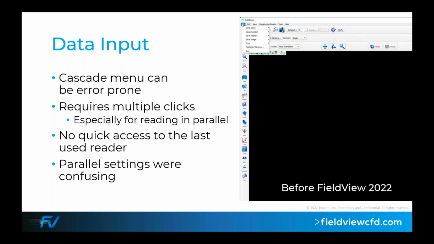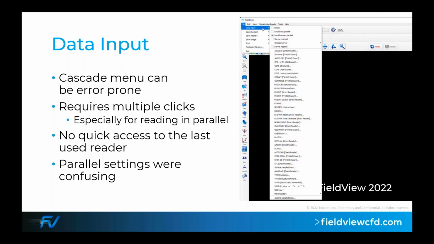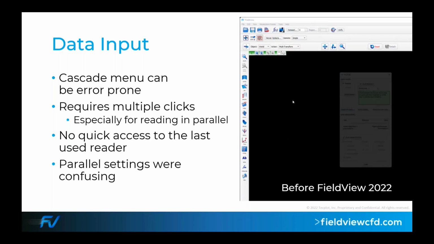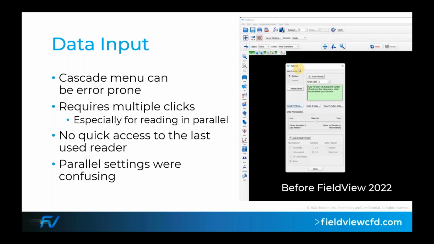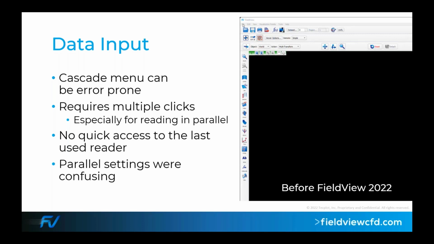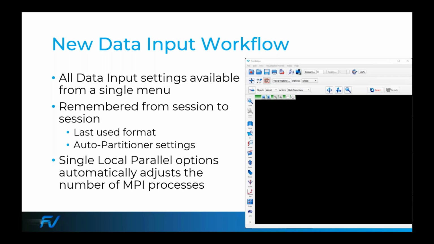The cascade menu is by definition a bit error-prone. It's hard to not fall into another menu. And the settings for parallel and client server were kind of hidden in this menu as well. So we wanted to improve all of that in a single new feature. So what we did was to group all of it into a new workflow that I'm going to demonstrate right away. So let's go straight into this new version of FieldView.